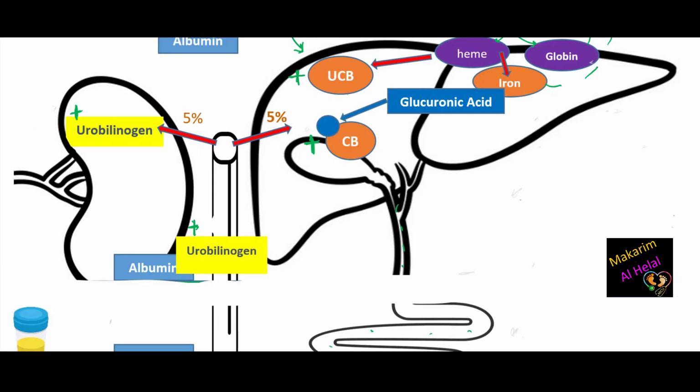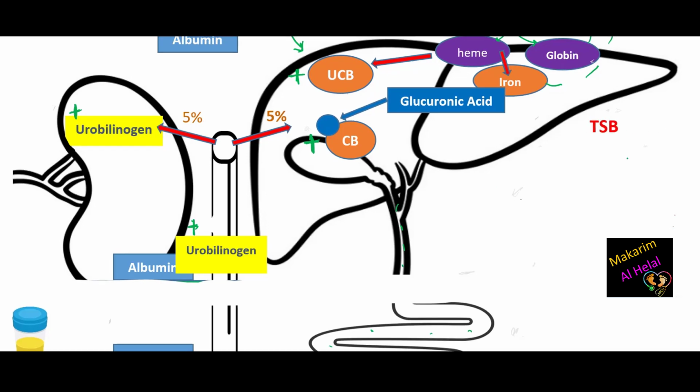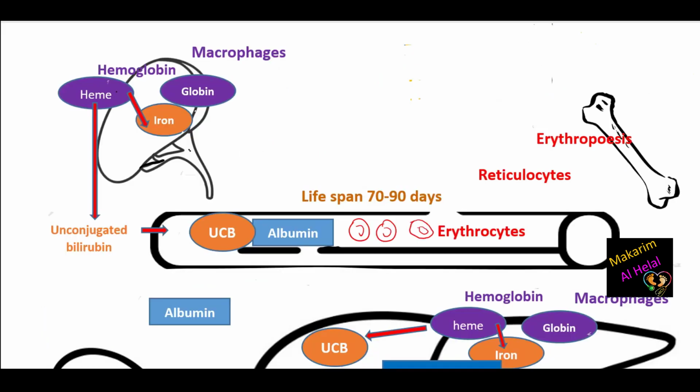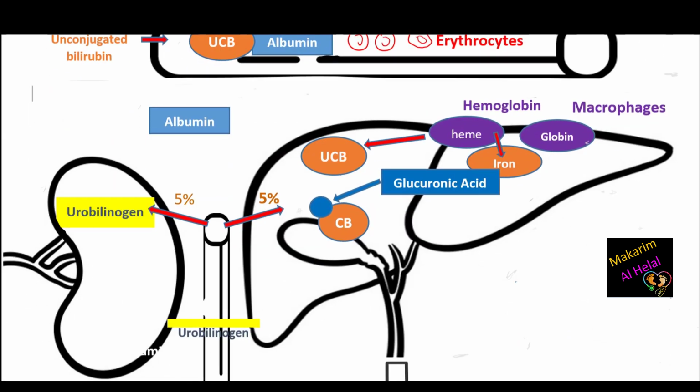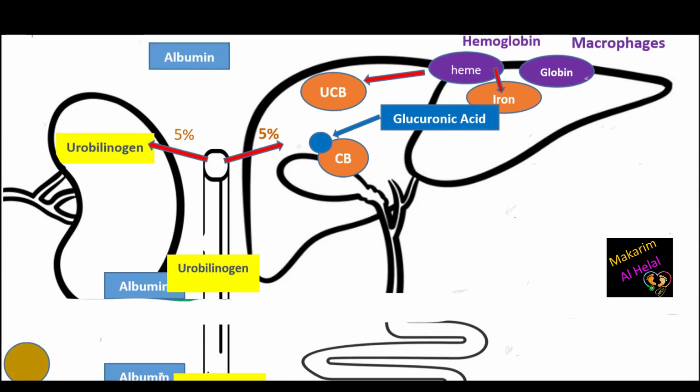I will talk now about serum values. The normal total serum bilirubin consists of conjugated bilirubin and unconjugated bilirubin. Conjugated bilirubin is less than 20%, and unconjugated bilirubin is more than 80%. The classification of jaundice will differ depending on where the problem is. Is the problem before the liver? Is the problem in the liver? Is the problem after the liver?